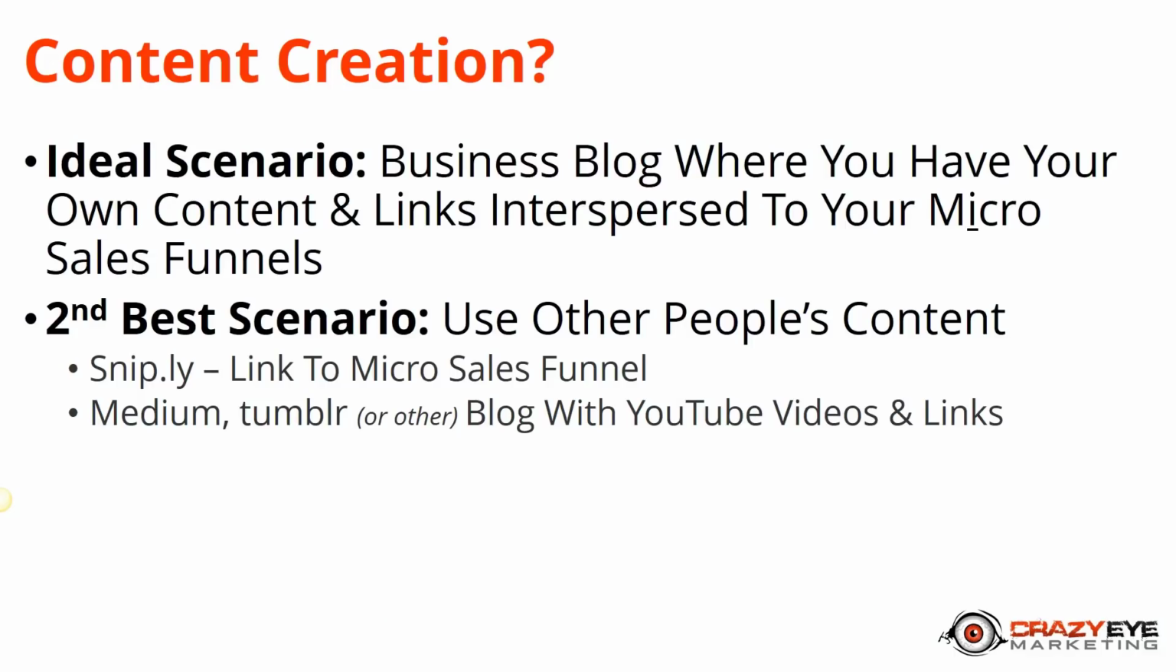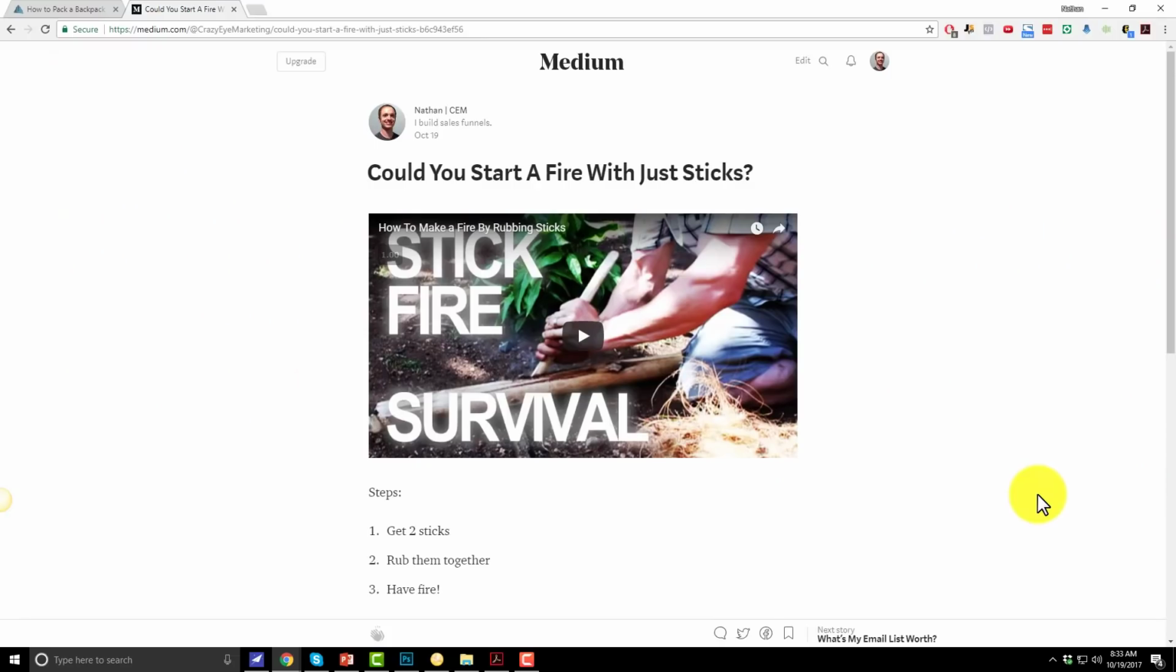And then you could also take advantage of any video on YouTube. What you could do here is embed a YouTube video on a free blog service like Medium or Tumblr, or your own website for that matter. You'll just embed the YouTube video, maybe write a little blurb about how it's going to help your audience, and then include links on that page over to your micro sales funnel. And so this right here is what it could look like if you're using Medium.